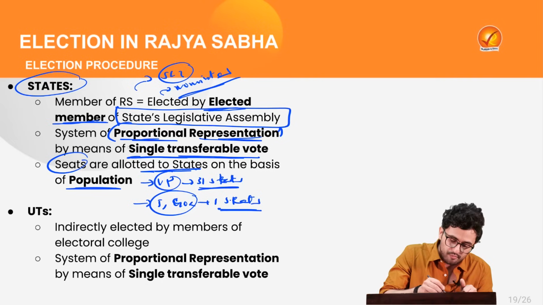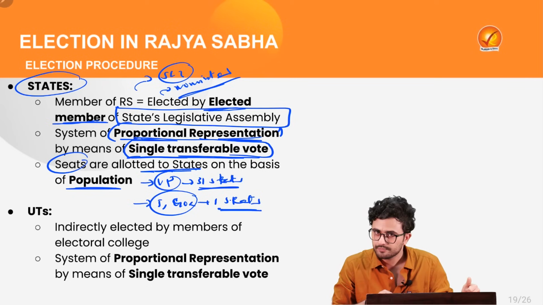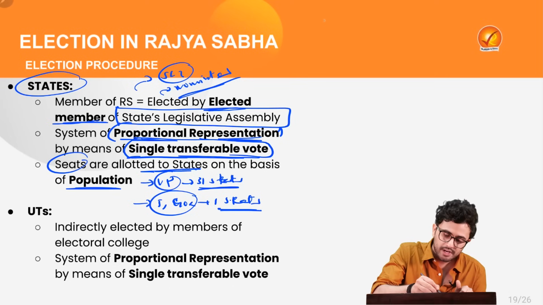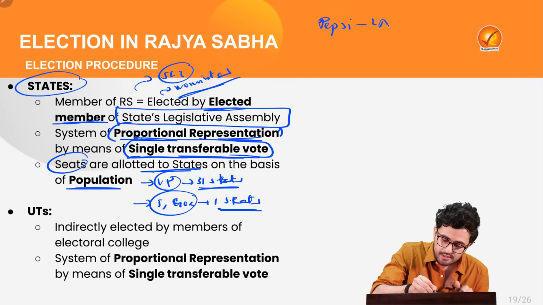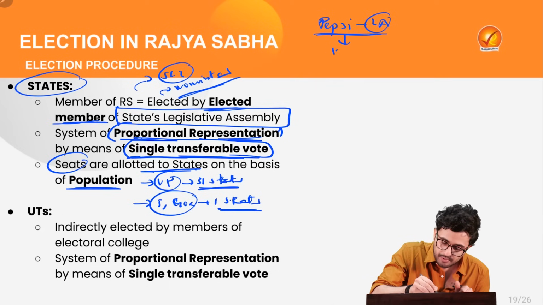At the same time, what do we understand by a single transferable vote? To understand this, let's say that there is a hypothetical state Pepsi, and Pepsi has a legislative assembly. In this legislative assembly, they have 100 members.